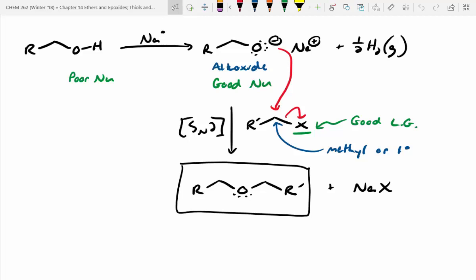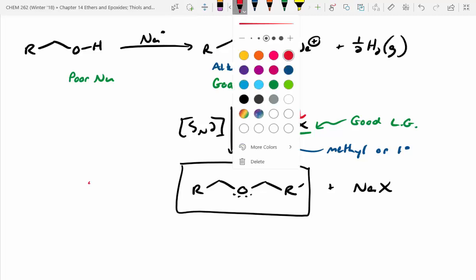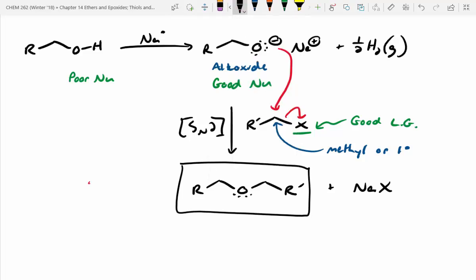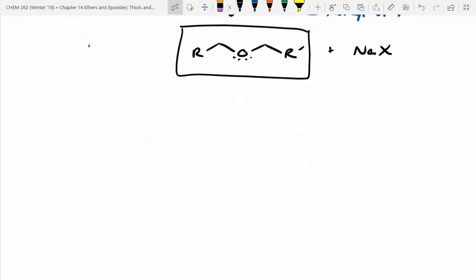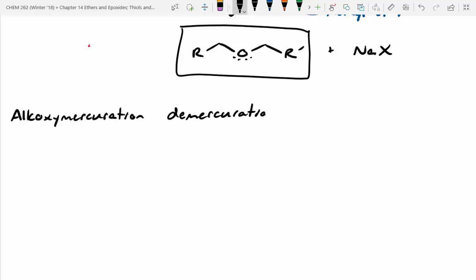There's actually one other one that we didn't have time to cover the other day. So let's jump into the new one. And this can be made using alkoxymercuration demercuration. And let's do a little bit of review from chapter 9.